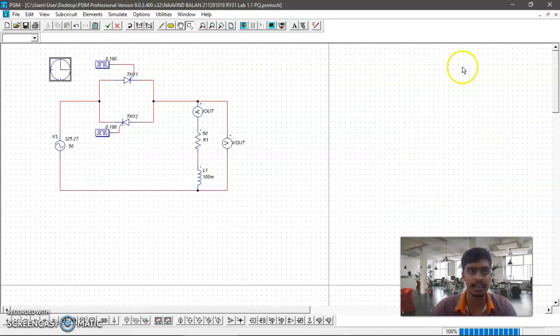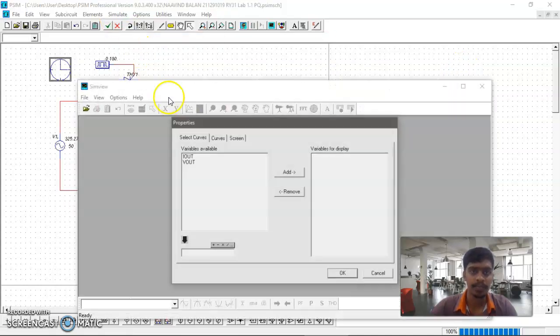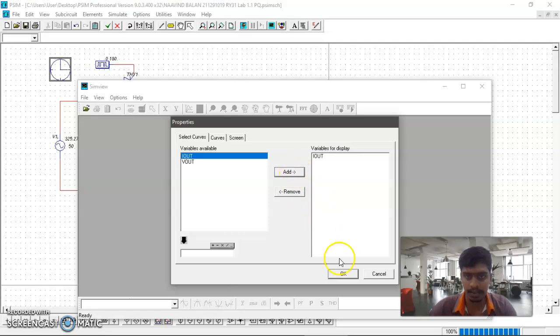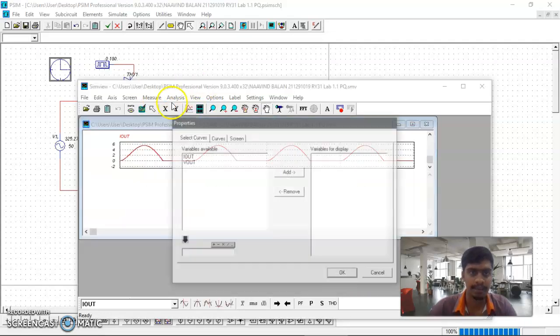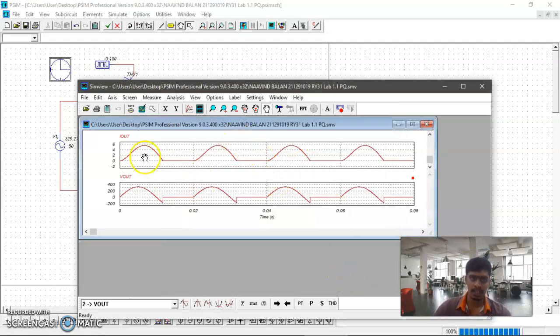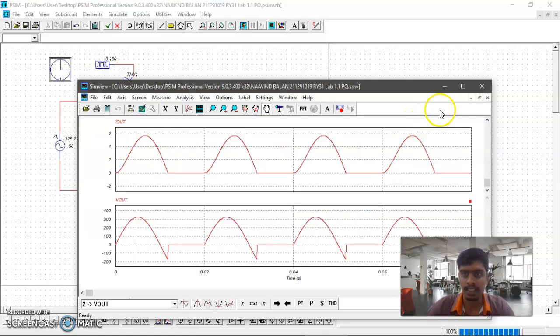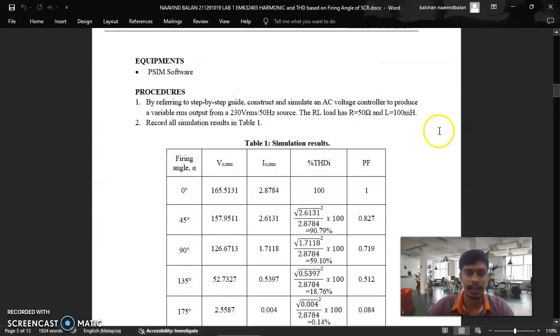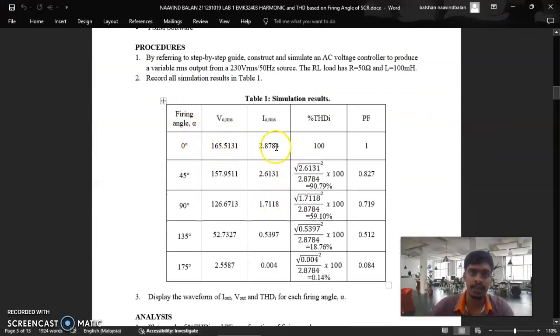I will get this. So from I out and V out, for the zero angle, it starts from zero because I already set a zero firing angle. So these are the results.